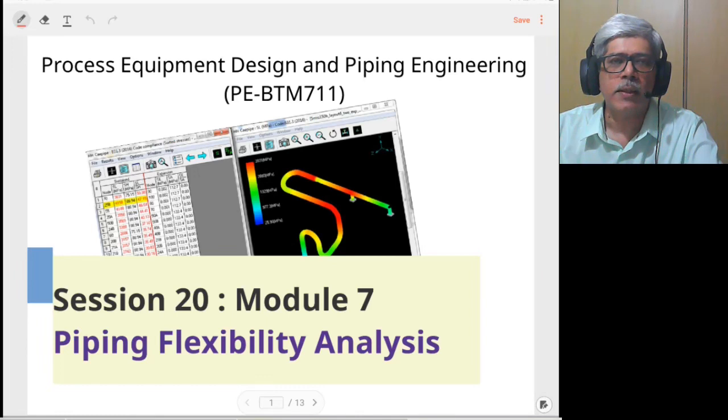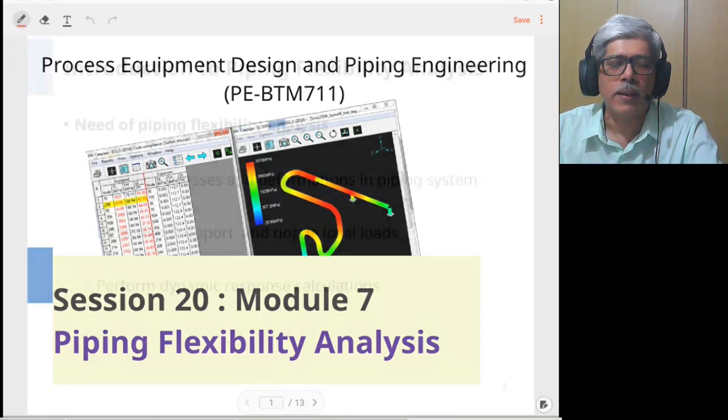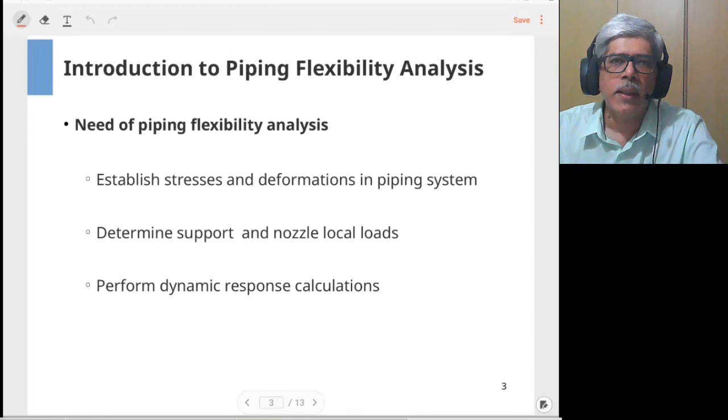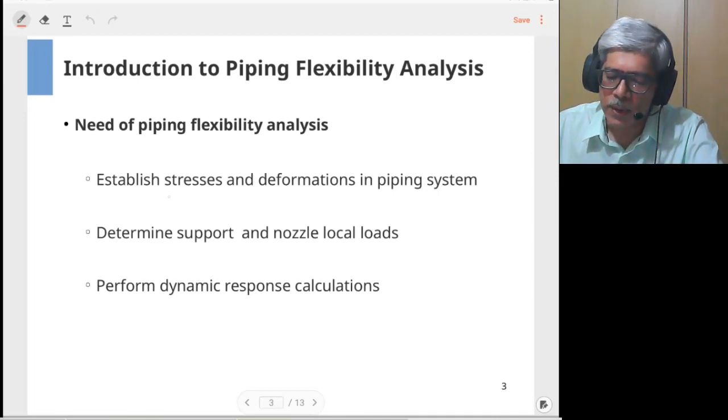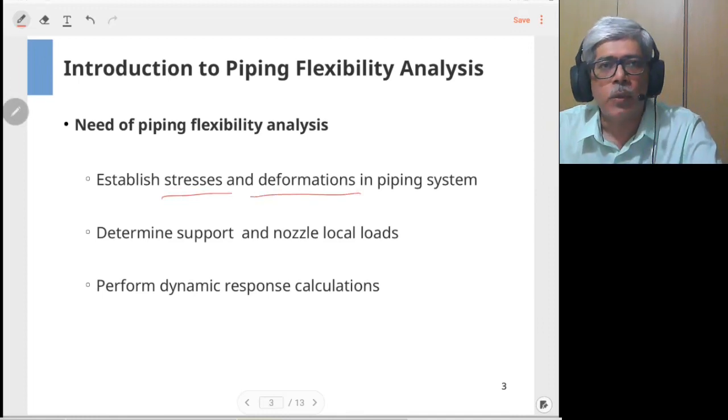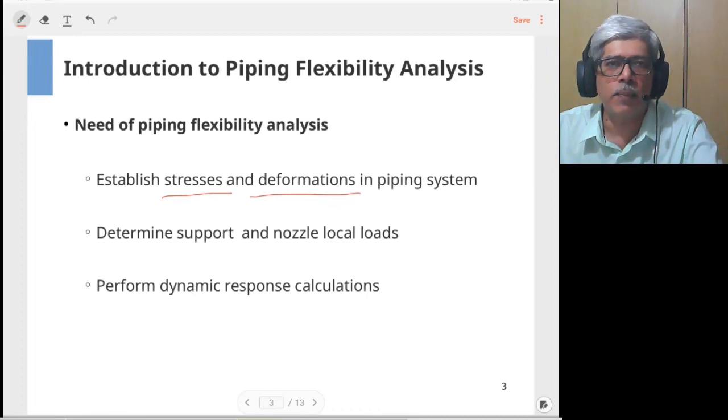So let's begin with understanding the need for doing the piping flexibility analysis. The requirements for doing the piping flexibility analysis are almost similar to those of piping supports, which we have covered in the last session. First of all, it establishes stresses and deflections in a piping system. So that is the first point. The quantitative values of stresses at various parts of the piping and the deflection at various points are obtained, and then we can check whether they are within acceptable range or not.